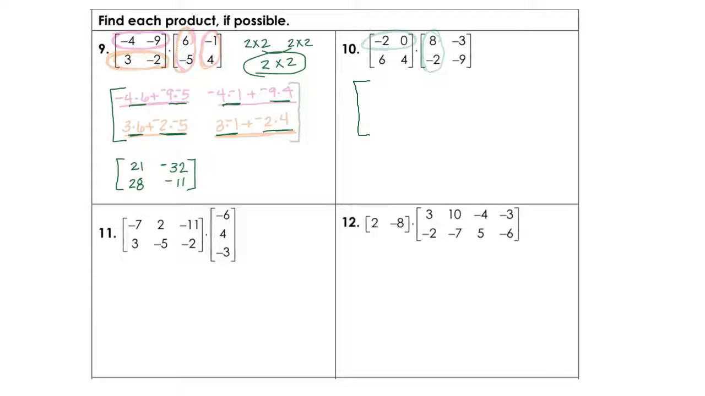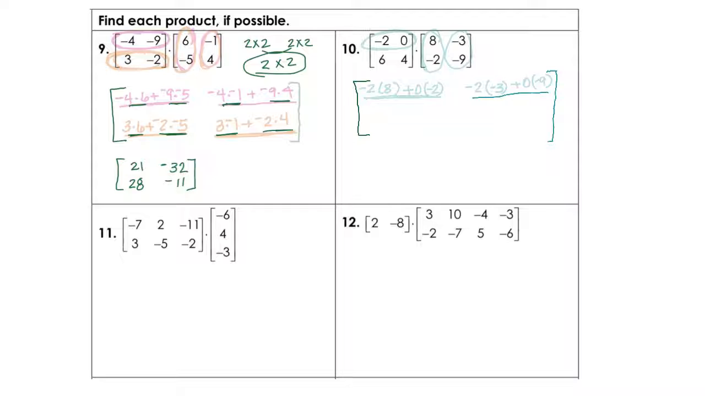And when you do that, you're going to have negative 2 times 8 plus 0 times negative 2. And all of that's your first element. Then we go to our next column. We're going to get negative 2 times negative 3 plus 0 times negative 9. Again, that's going to be your next element, and you're going to close your brackets here because you don't have any more columns to multiply through.